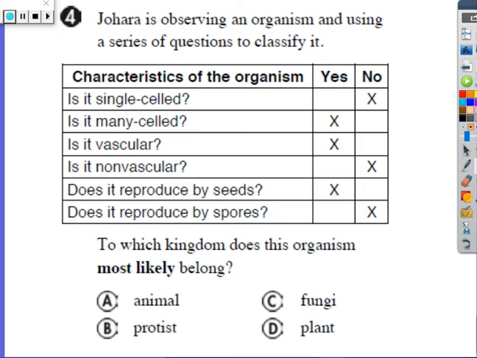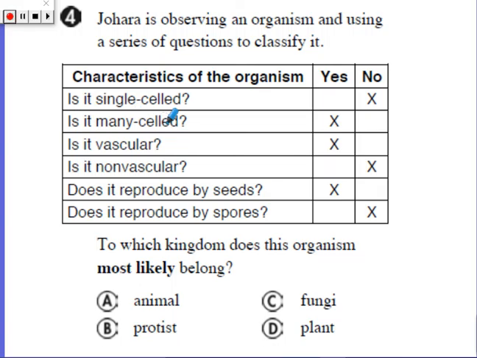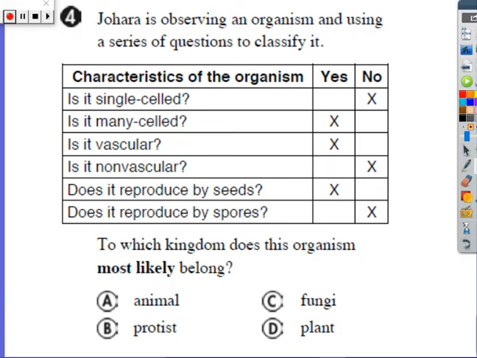Genre is observing an organism and using a series of questions to classify it. So look at the question. Is it single-celled? Is it many cells? Is it vascular? Is it non-vascular? Does it reproduce by seeds? Does it reproduce by spores? To which kingdom does this organism most likely belong? Animal, protists, fungi, or a plant?